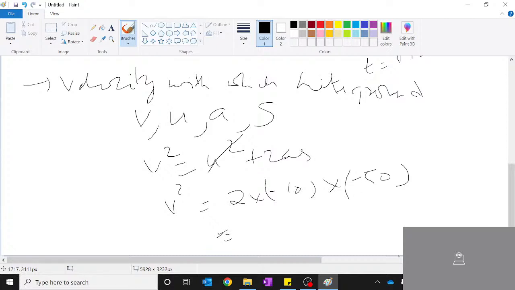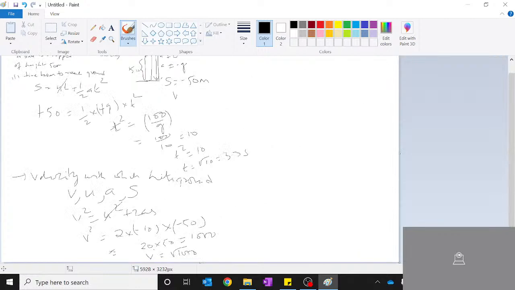Therefore this is 20 into 50, which is 1000. V is the root of 1000. In simple terms, I can say it is 10 root 10. Root 10 is 3.3, so 3.3 into 10 is approximately 33 meters per second. This is your final velocity. Clear? Understood?